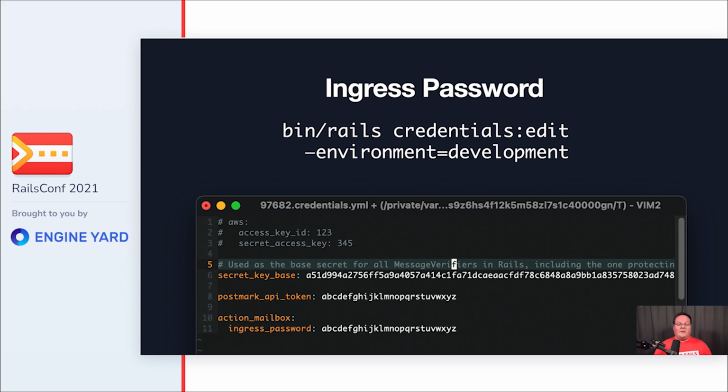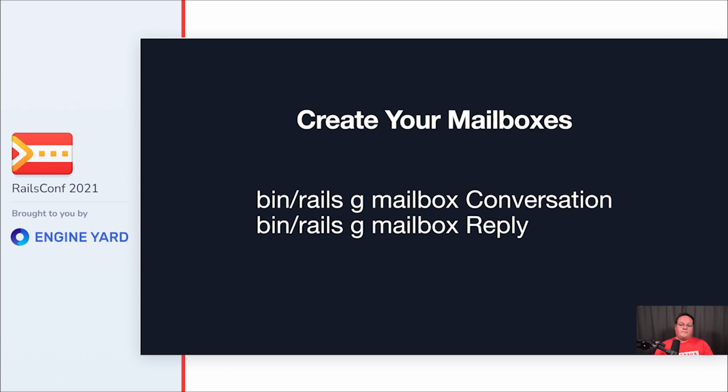Now, I want to point out here that it's important to do your environment credentials, so you can separate these out for your different environments like development, staging, and production, so that each of these can have their separate ones. And you don't have to worry about specifying the environment when you're accessing these. It'll automatically be done for you by Rails.